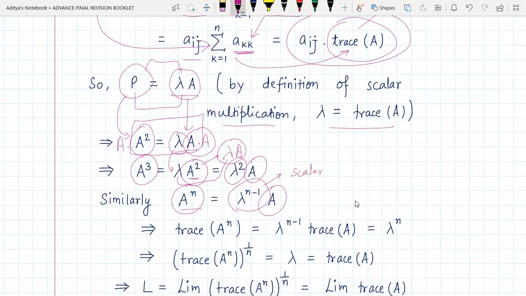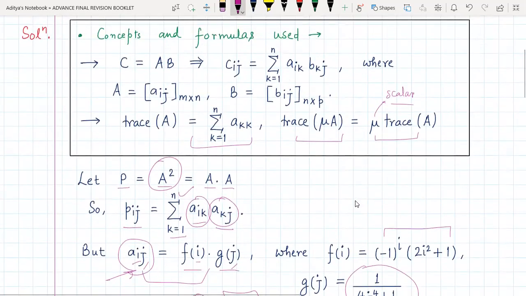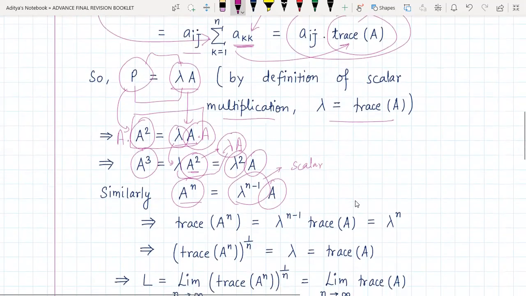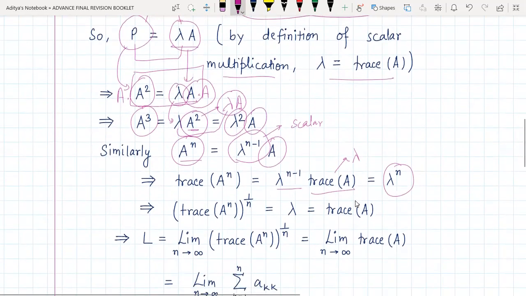So it will come out due to this property that we saw, mu property. So this comes outside, and inside we are left with trace of A. But this is lambda, right? So lambda power n minus 1 into lambda will become lambda power n. So in this relation, raising both sides to the power 1 by n, I get trace of A power n whole power 1 by n is equal to lambda, but lambda is nothing but trace of A.